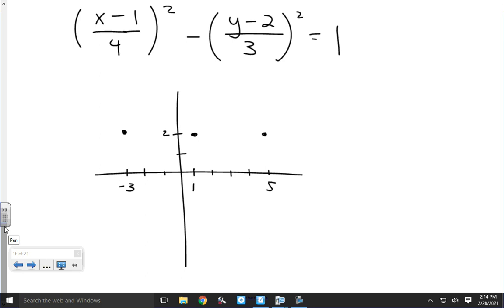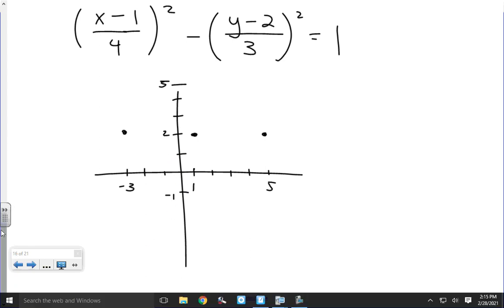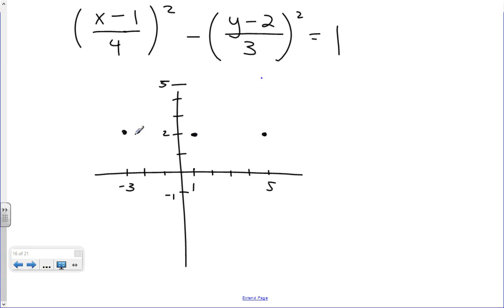So if I go over 1, 2, 3, 4 units and go up 3, I guess I need to mark a few more points here, don't I? Here, marks. There's 1, 2, 3. So this is at 5, and then 1, 2, 3. This will be at negative 1. That should give me enough points here to get my asymptotes in here. So if I go over 4 and up 3, and then go over 4 and down 3. This right here is the slope of my asymptote. Go over 4 and up 3 would be here. Over 4 and down 3 would be here. So this is the slope of the other asymptote.